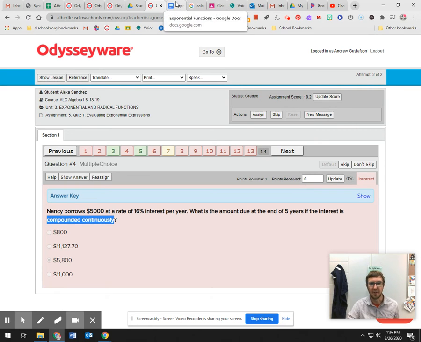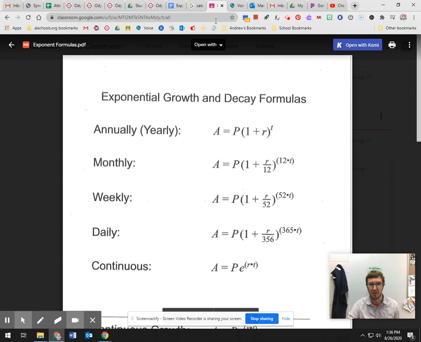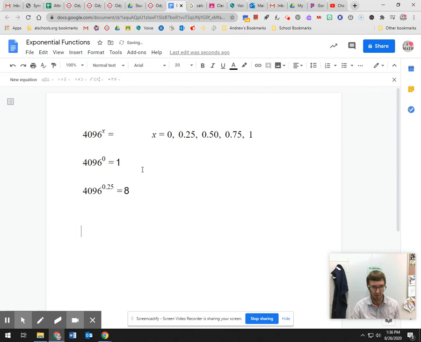Okay, so I'm going to write that formula down, or type that formula. PERT, that's what I'm going to write down here. So we've got the amount that you're going to have to owe is equal to P. I'll explain what these letters mean here in a second.